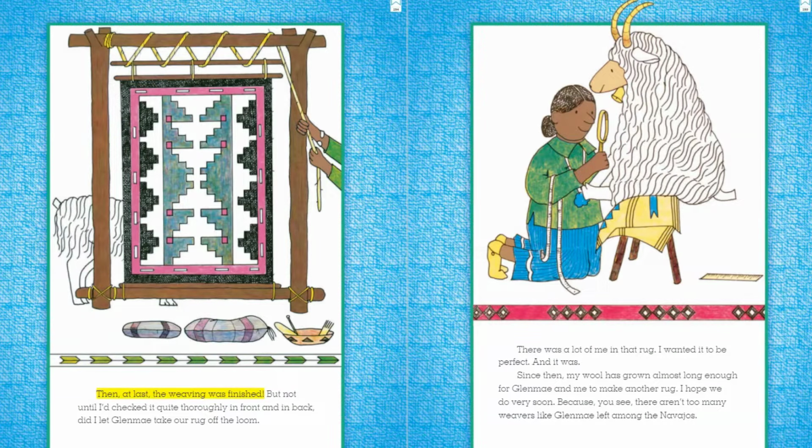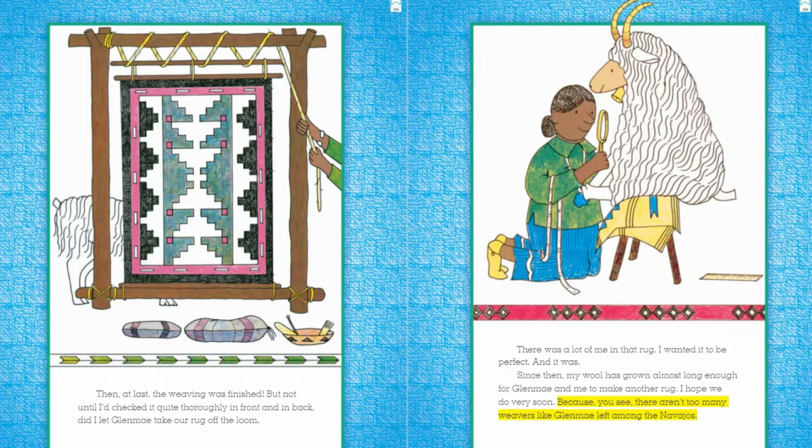Then, at last, the weaving was finished. But not until I'd checked it quite thoroughly, in front and in back, did I let Glenmay take our rug off the loom. There was a lot of me in that rug. I wanted it to be perfect, and it was. Since then, my wool has grown almost long enough for Glenmay and me to make another rug. I hope we do very soon.